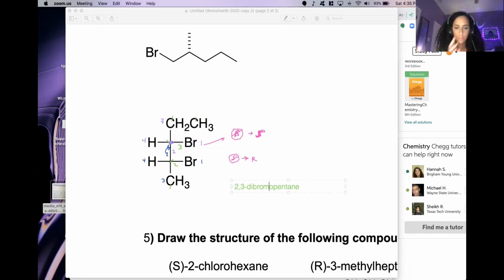2 bromos. One's on 2, one's on 3. Got it. I put the numbering of the carbons in green. So this one, 2 is R, so 2R, 3S. Is that right?